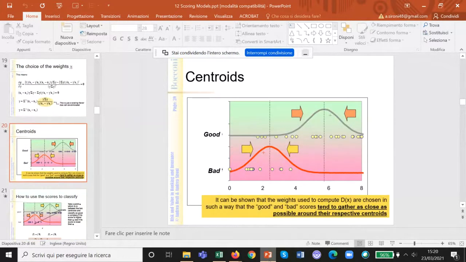Now, if we follow that logic, the idea is that the weights that we use to compute the discriminant function are chosen in a way that in some way maximizes the distance between the two centroids, the two mean values for the good and the bad companies. And of course, we try to gather as close as possible the values of the score for the good on one side and the bad on the other side around their respective centroids, which again, I repeat, are the mean values, okay?